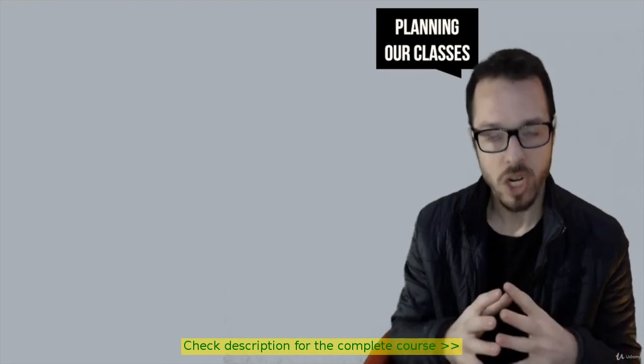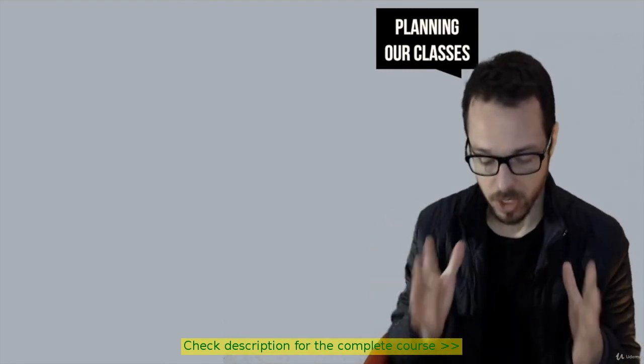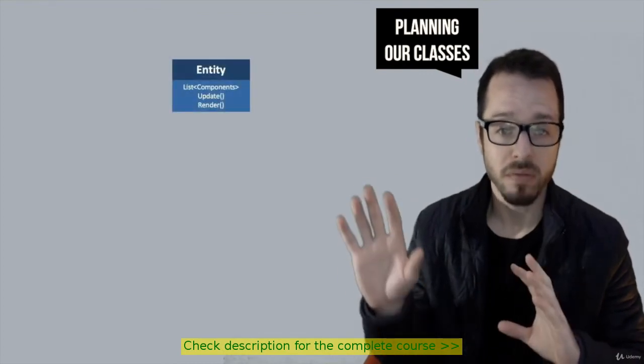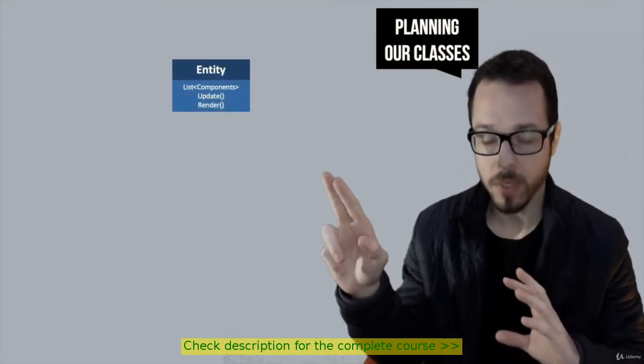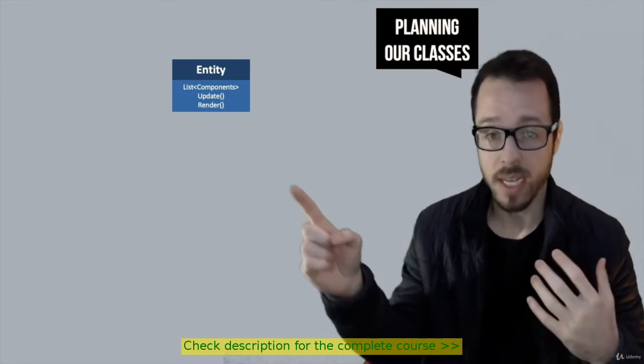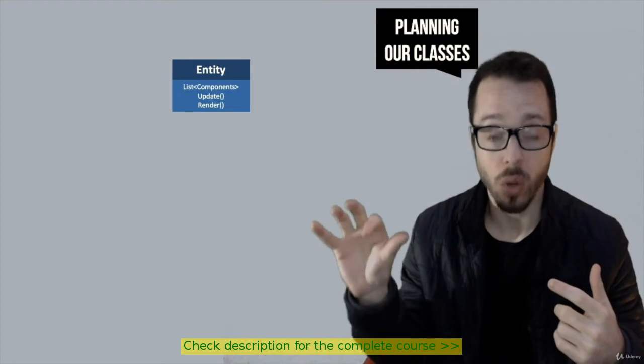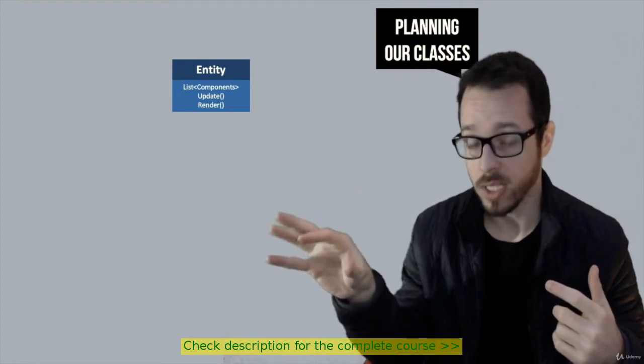So let's start thinking about planning. Let's stop for a moment, take a step back and start planning our classes. I think I'm going to have what I call this entity class, right? And this entity class, I think of it as having a list of components, right? So I do have this other class that is called a component. We're gonna see in a bit.